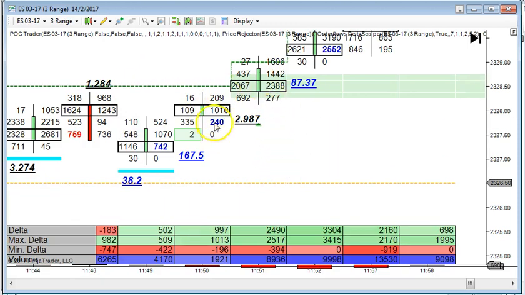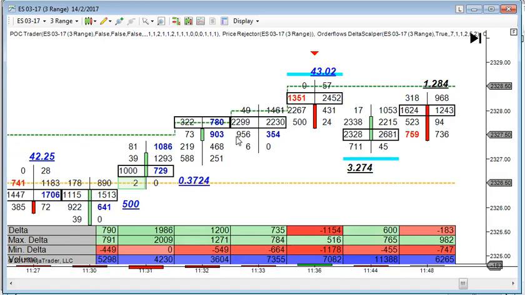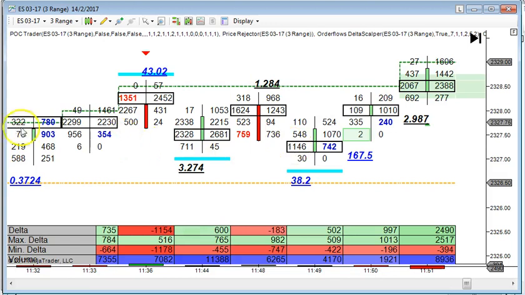Then you get this again. I'm always looking for signs, when you take out the high, that we're going to keep going higher. Here you got these imbalances, 780, 900, even here 300. And then there, this is nice to see. You got the delta surge, so you got delta increasing right at the high.